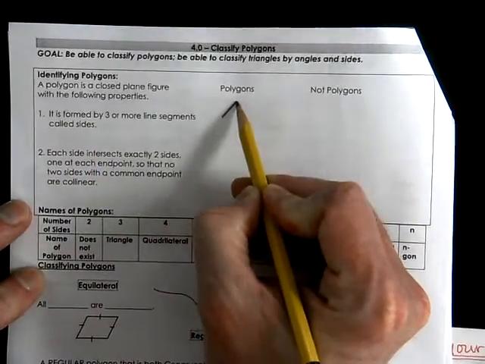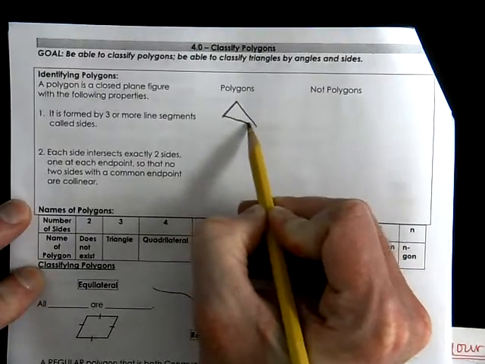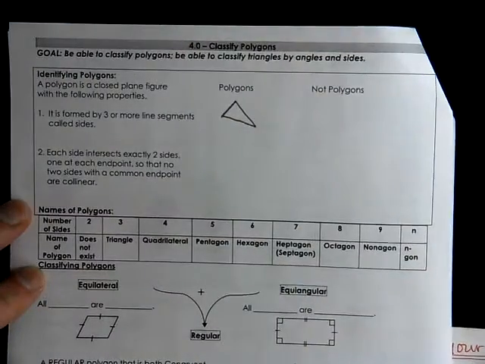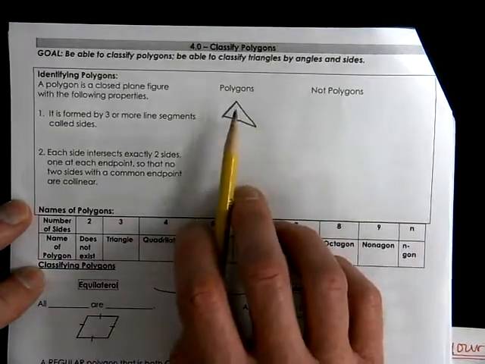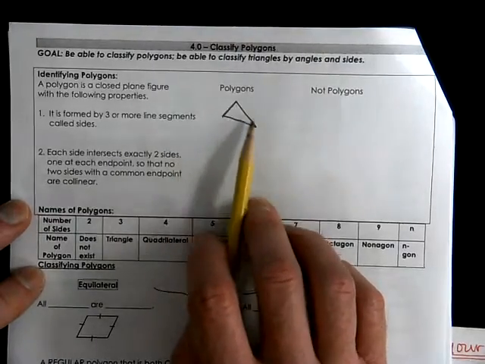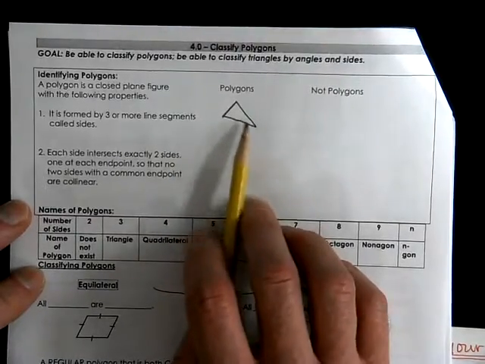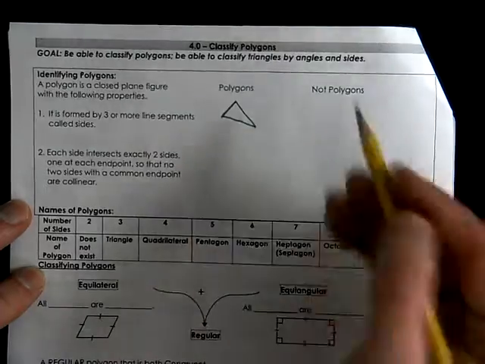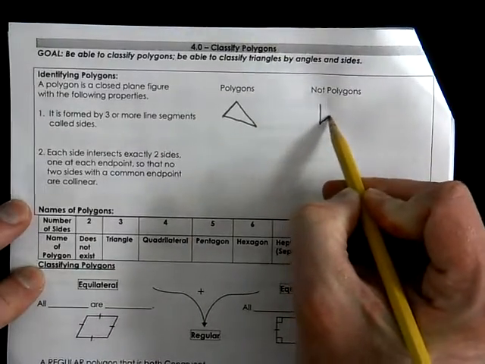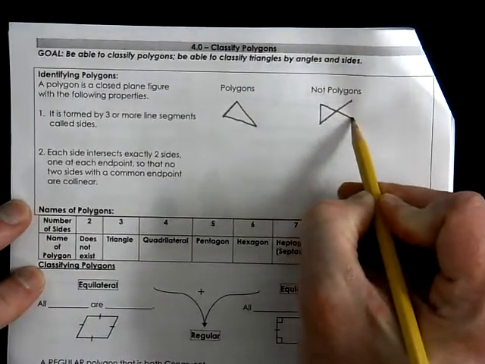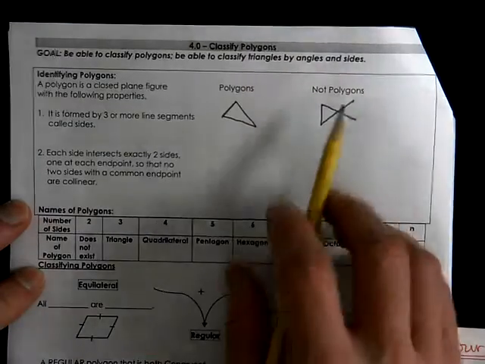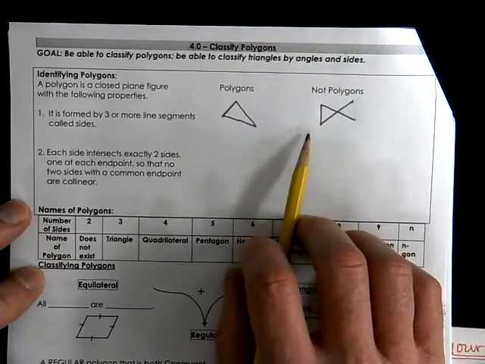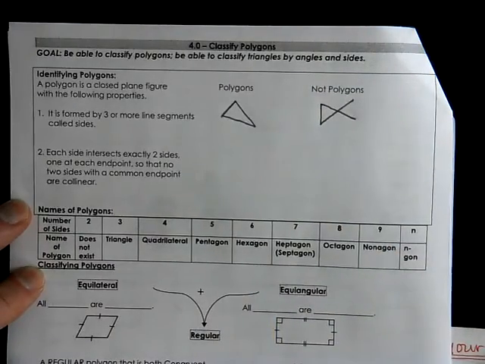So a polygon, one that you're very familiar with, all the sides are coming together. It's called a closed figure. It's not open. So this would be a triangle, we would know it as. That would be a polygon. What would not be a polygon would be something that wasn't closed. It was open or that crosses. That would not be a polygon.